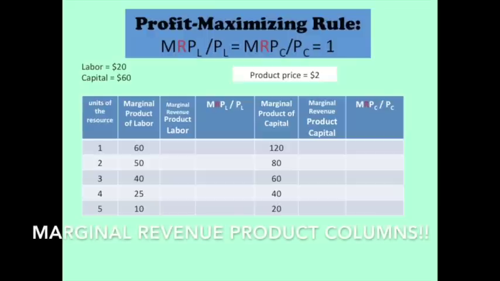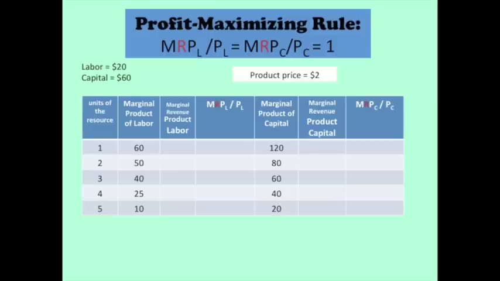Okay, so now that I have my marginal revenue columns in, I can fill in the information. When the first unit of labor makes 60 units of output, the change in total revenue will be 60 times $2, which is $120. When the second unit of labor makes an additional 50 units of output, those can all be sold for $2 each, so the change in total revenue is $100, and so on down the column. Now I'm going to do the same for capital. The first unit of capital adds 120 units of product, which each sell at $2, so change in revenue is $240. The second unit of capital adds 80 units of output, so the marginal revenue of the second unit of capital will be $160, and so on down the column.